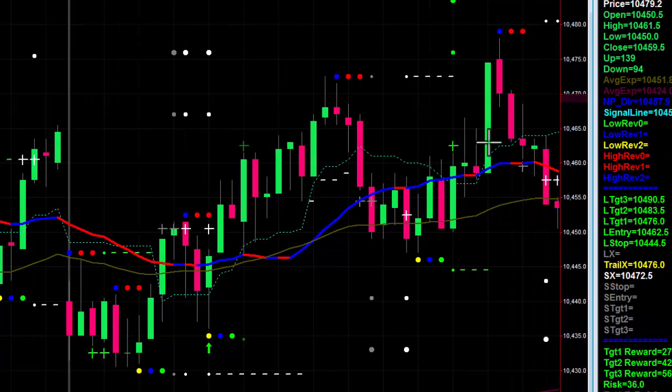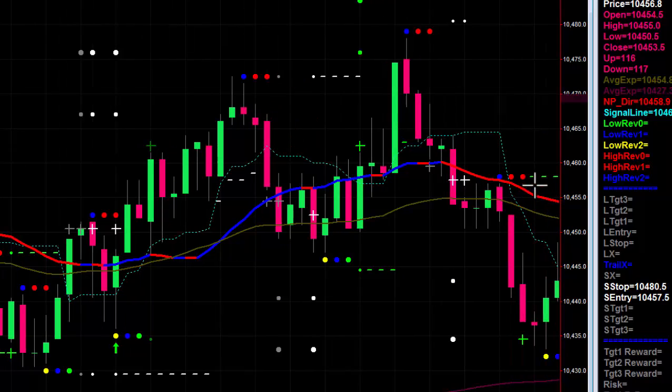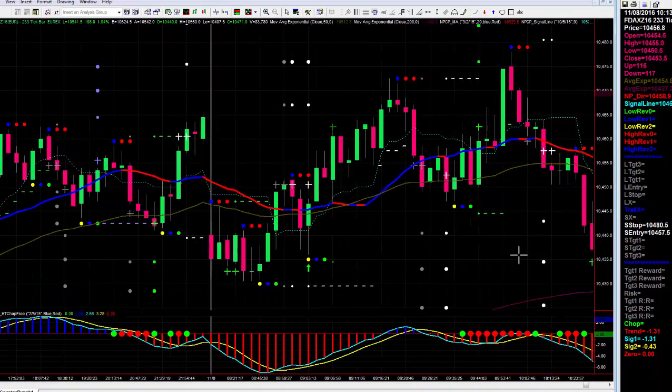If you weren't positive, maybe you need one more trade. You've got a short right here, and that's going to come down and hit target 1 and target 2. So not too bad. Nice session.